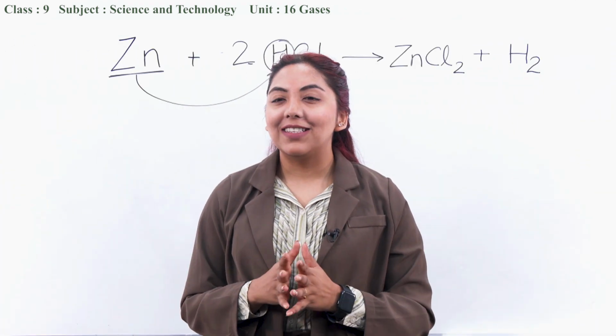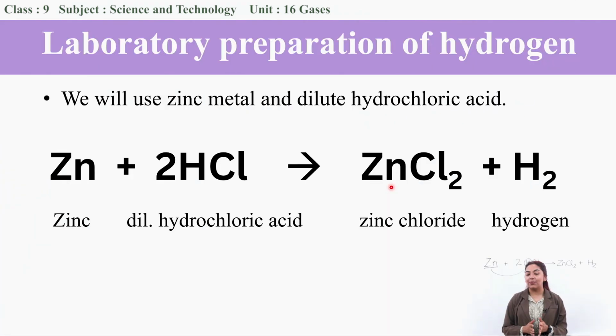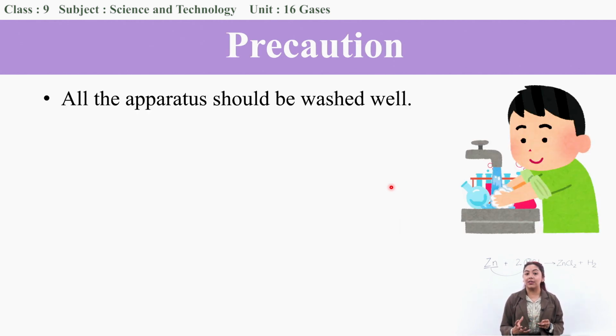So now we synthesized hydrogen gas using this displacement reaction, that is using zinc and dilute hydrochloric acid. Now let us revise all the precautions that we took while we prepared hydrogen gas in the lab. The first precaution we took was the apparatus should be washed well. That is, all the apparatus that we will be using or we already used previously should be washed well.